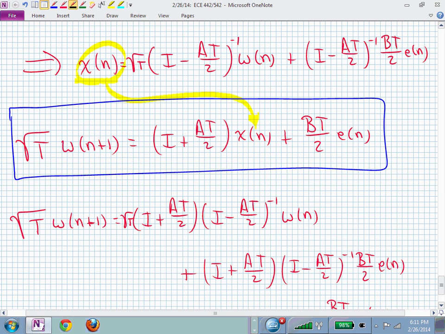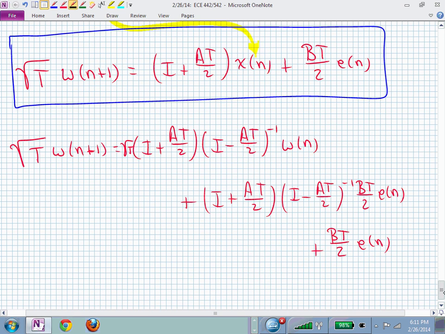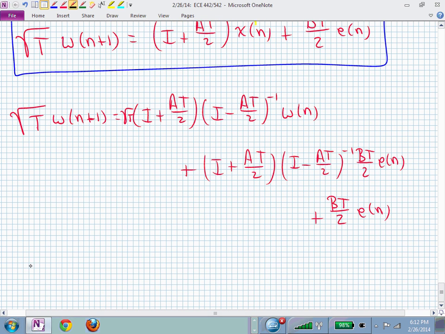We now have this blue box. This is now w of n plus 1 scaled by a square root of t. And that's now equal to several terms, but two of those terms involve e of n. And now I want to just do some matrix manipulation to clean that up. Because if you're used to seeing this I plus x, I minus x inverse, you can see something jumping out at you. But let's see where that comes from. So this is what we want to clean up.